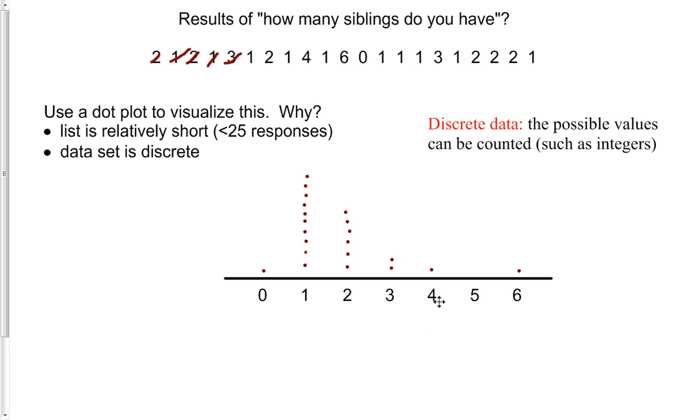Once you finish your dot plot, you can see that there's a pattern here. It seems like 1 is a very strong response. Most people have 1 sibling. And then it kind of tapers off downwards, and there's a small number with 0 here on the other end. So when you create a dot plot, it gives you a quick visualization of your data.